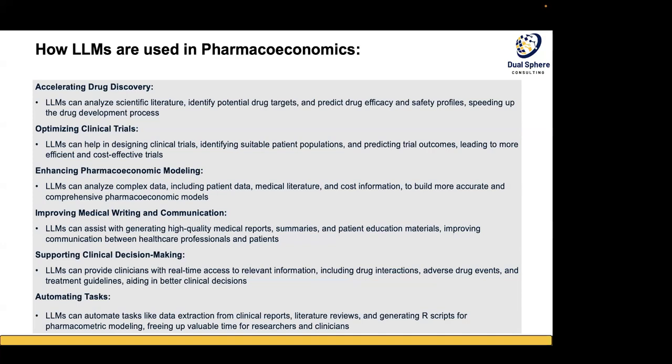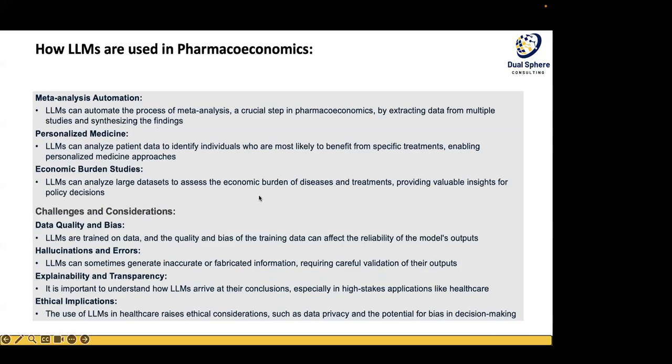LLMs help in accelerating drug delivery, optimization of clinical trials, enhancing the modeling, improving medical writing and communication, decision making, and automating a lot of tasks. Further, they can help in automation of meta-analysis, personalized medication, economic burden studies. But there are challenges: data quality, bias, data needs to be trained, it hallucinates a lot, and there are a lot of issues in traceability and retrieval of the same results, which will not be possible.